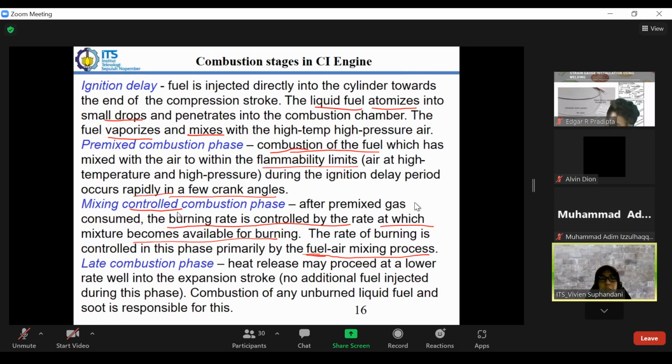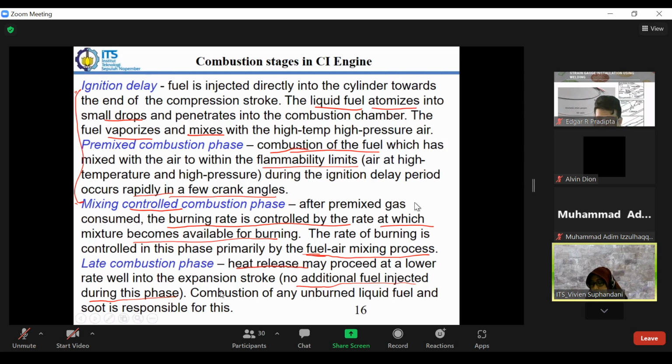And last is the late combustion phase. So in here we have heat release. Heat release may proceed at a lower rate well into the expansion stroke. So no additional fuel is injected during this phase. So there will be no fuel injection again. The injection is only occurring starting from here up to here. What we can control here is in the mixing controlled combustion phase. And here there is no fuel injected. It is only burning the rest of the fuel. Combustion of any unburned liquid fuel, and soot, is responsible for this.